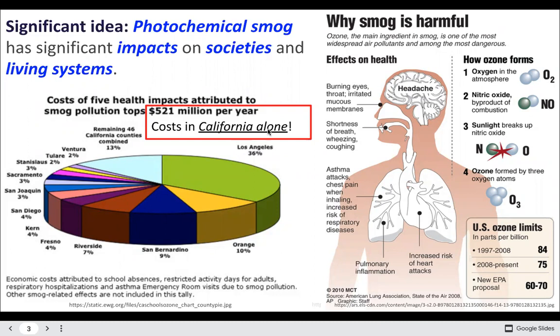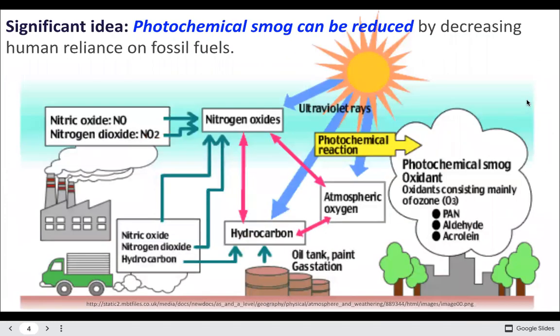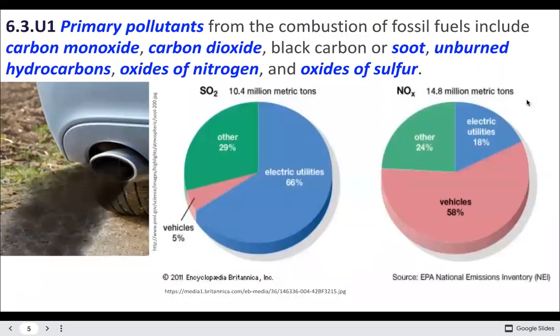Here are some economic costs, as well as some health effects, which we've talked about in quite a lot of detail. Here's an example of how ozone forms. Maybe you just watched the video about stratospheric ozone. Here we're talking about tropospheric ozone. You might notice this nitric oxide. This comes from burning fossil fuels, and that's actually what helps create tropospheric ozone, making it a secondary instead of a primary pollutant. Photochemical smog can be reduced by decreasing human reliance on fossil fuels.